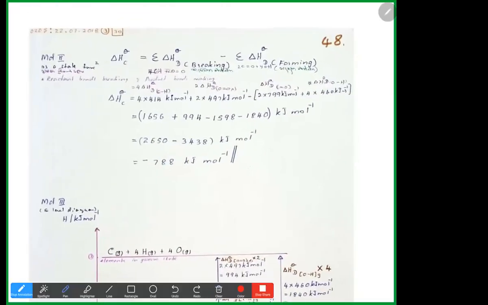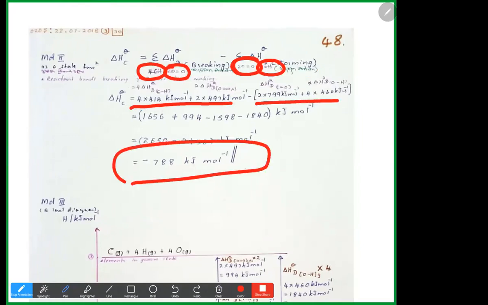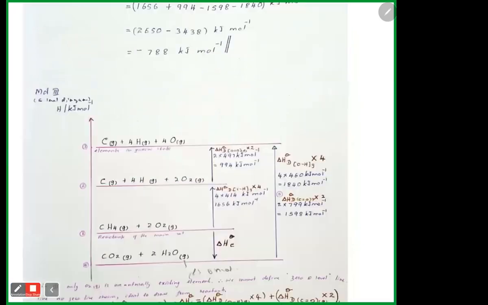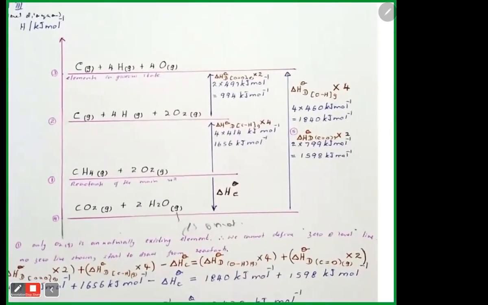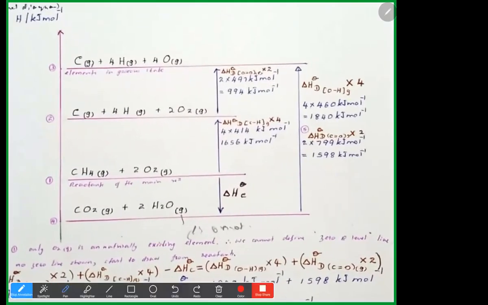Knowing that, we're going to go to the energy level diagram very easily, knowing these breaking bonds and forming bonds. Breaking bonds are you are breaking CH bonds and OO bonds. You are making carbon dioxide and water bonds. So just do the substitution. You can get the answer very easily. Answer is minus 788.